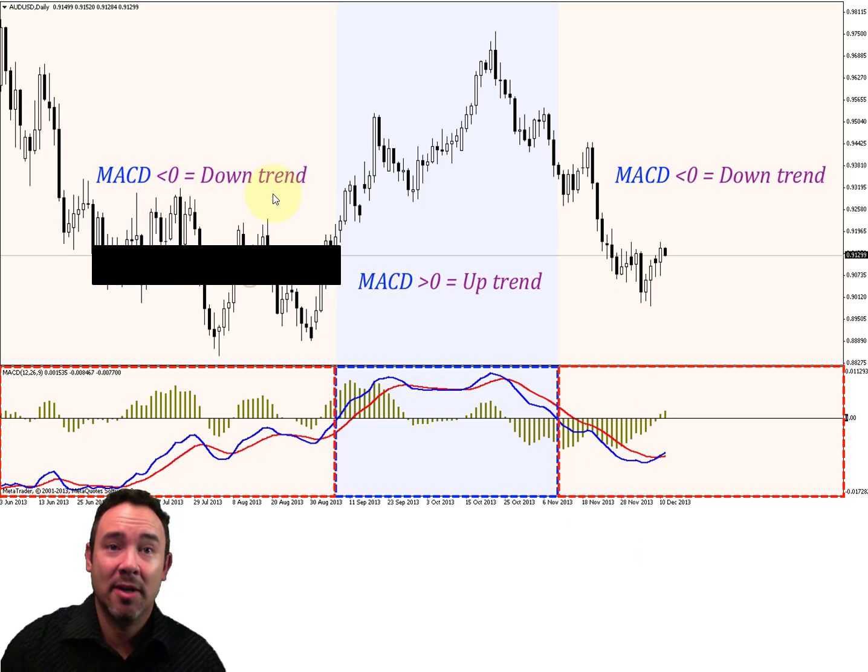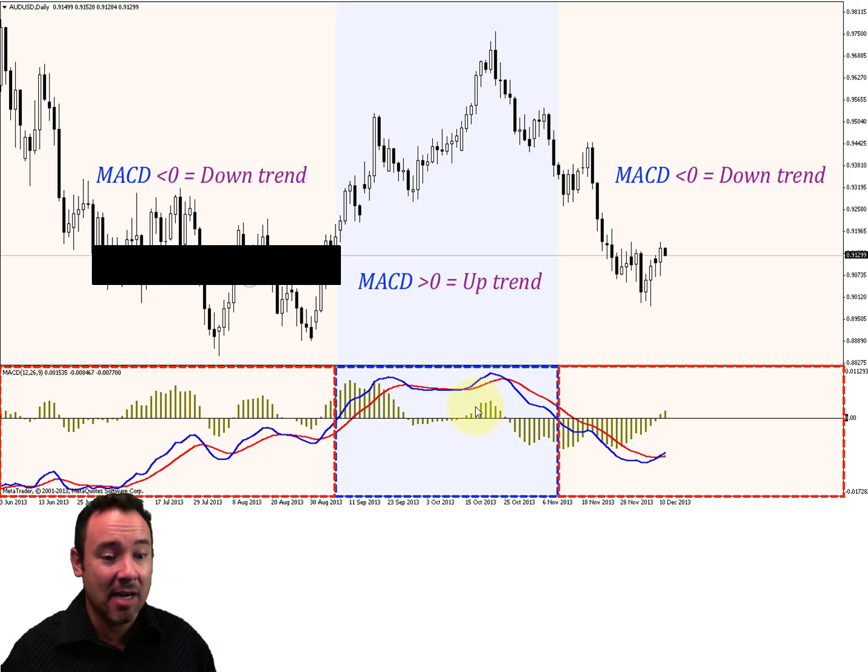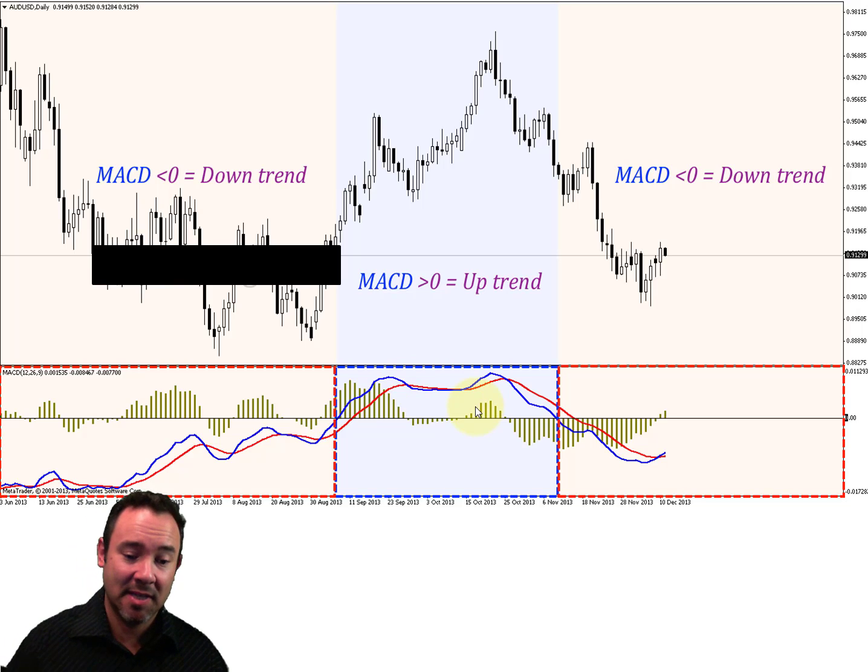MACD lower than zero, we're in a downtrend. MACD greater than zero, uptrend. MACD less than zero, downtrend. So that's all about this blue line. Now again, be careful because the blue line can be any color. You can set it to whatever you want. But in this example, that's what I think is the easiest way to look at. The red line here is a signal line.